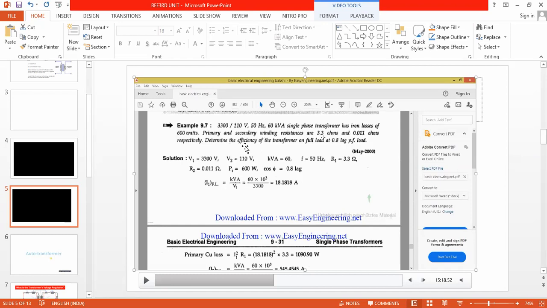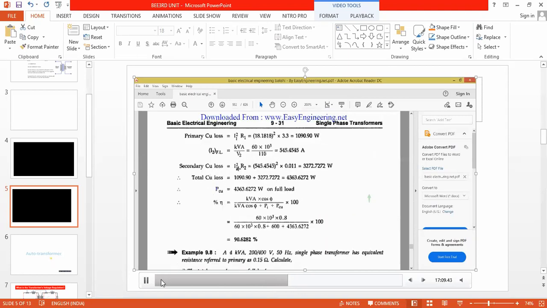First, our aim is to calculate efficiency on full load. So all the students, first it is better to write the formula for the efficiency. First, we will write the formula. I'll show you where the formula is written. Now you see, all the students, efficiency first we will write, then percentage efficiency is into 100.